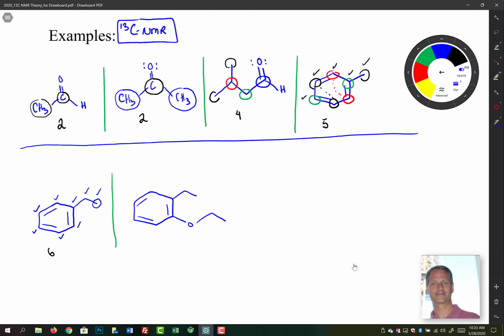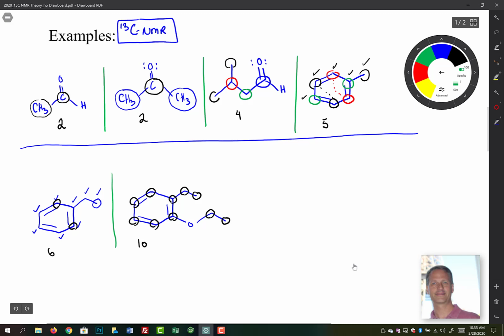So now what happens? Well, that's 1 peak. That's 2, 3, 4, 5, 6. And now we don't have this equivalent thing happening anymore, right? Because we're in different environments. So this is going to be different than that, and that, and that. In fact, they're all just different. When we count those up, we should get 10 there, I believe.